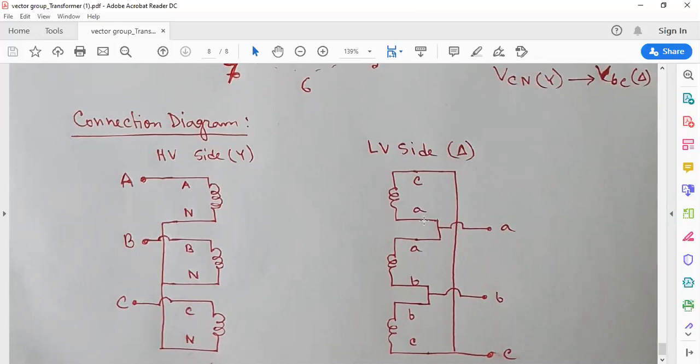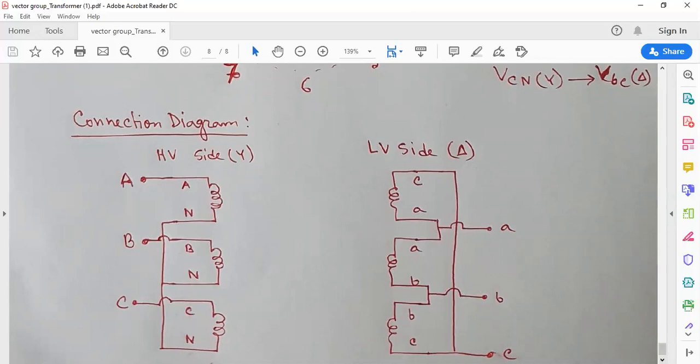Now we have to add all the A's. This A and A connected, B and B connected, C and C connected, drawn out A, drawn out B, and drawn out the C points. This is the delta connected side. This is the Y connected side.